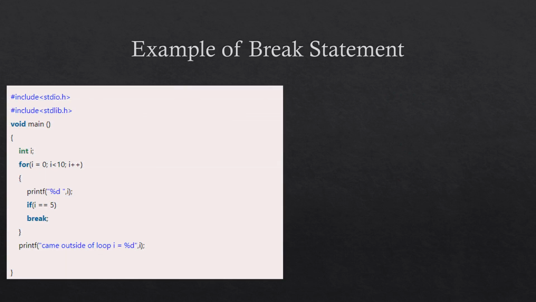Now let's see an example of break statement. In the following code, we can see that a for loop is being implemented from i is equal to 0 to i is less than 10. And we also see that a break statement is used at i is equal to 5. So the output of this code would be 0, 1, 2, 3, 4, 5 because the loop breaks when i becomes equal to 5.